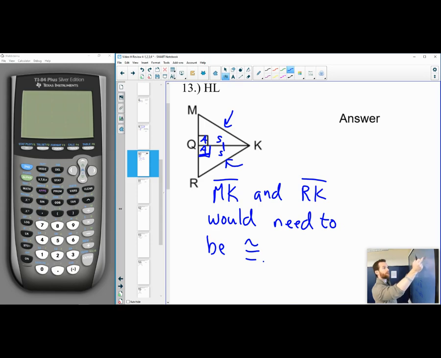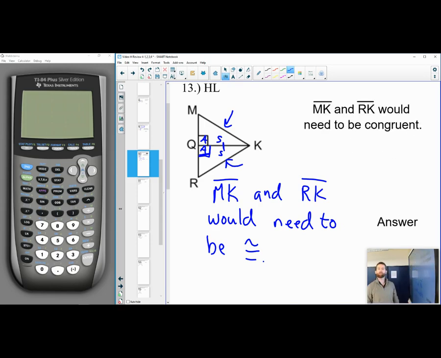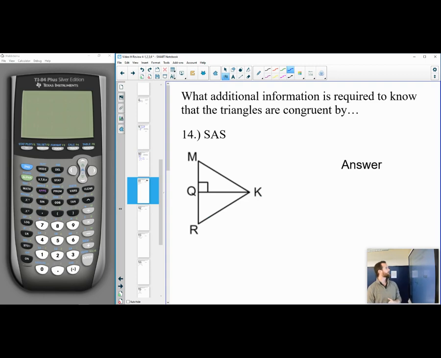And hopefully that's what I have under here. Let's take a look. MK and RK, very good. We need to be congruent. All right. Take a look at number 14.